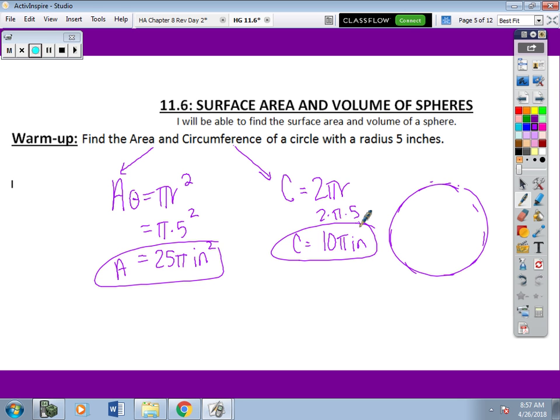You'll still need to know these formulas because they can tell you the circumference of the sphere. They won't tell you the area of the sphere, but they could give you the circumference, which could help you find the radius.